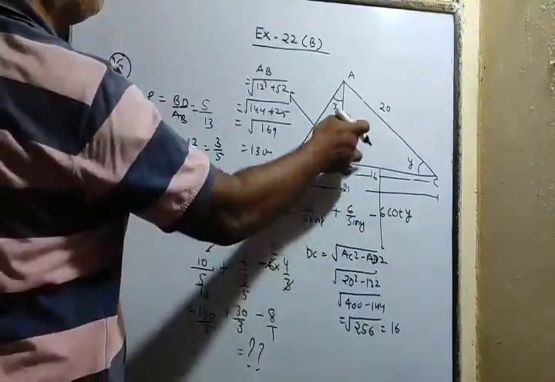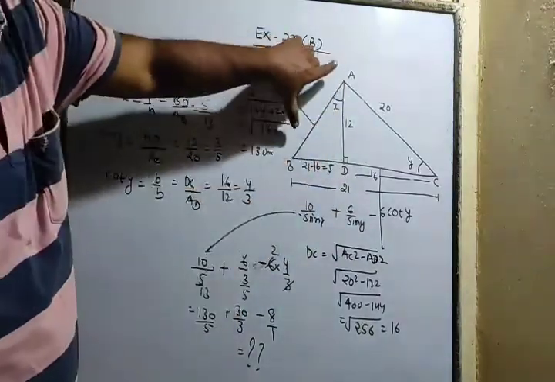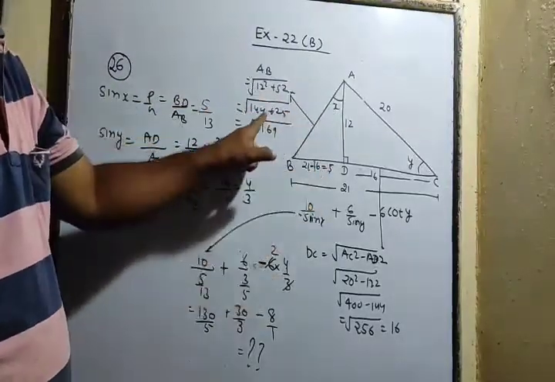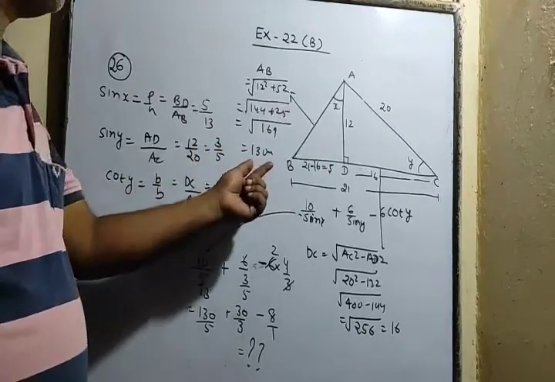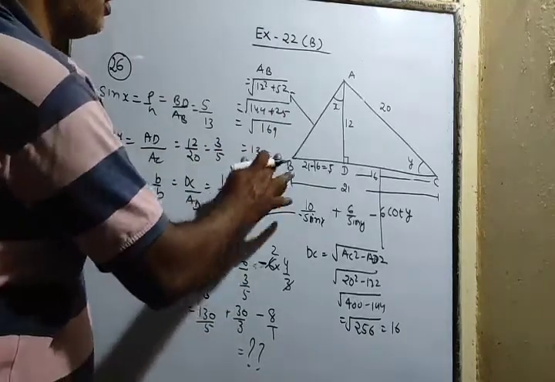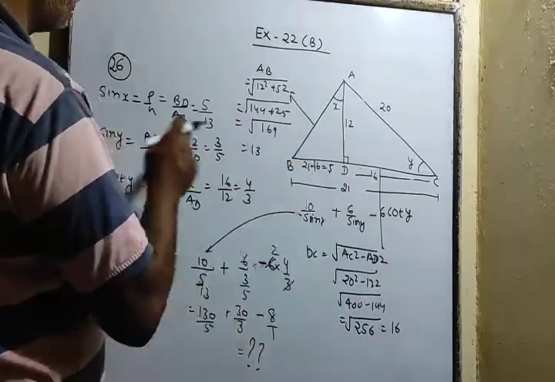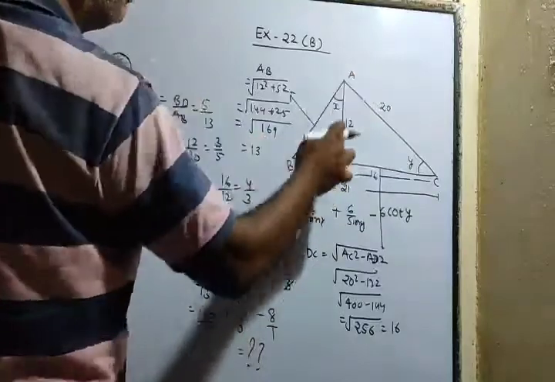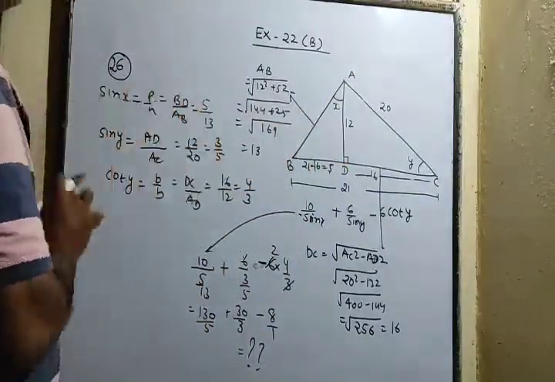Now this is known 12 and this is 5, so we will calculate AB. So AB is behaving as the hypotenuse of the triangle, so it will be 12 square plus 5 square, 144 plus 25, 169, that will come out as root 169, which is 13 units. Now your duty is to find out sin x. So sin x is equal to P by H, meaning BD by AB. So it will be 5 by 13.